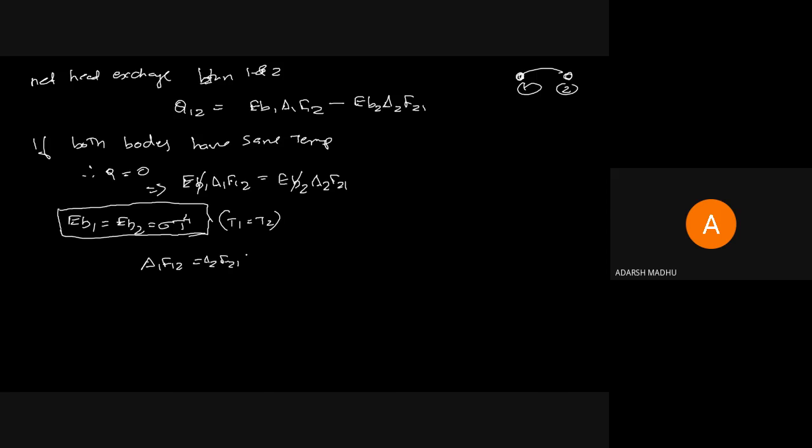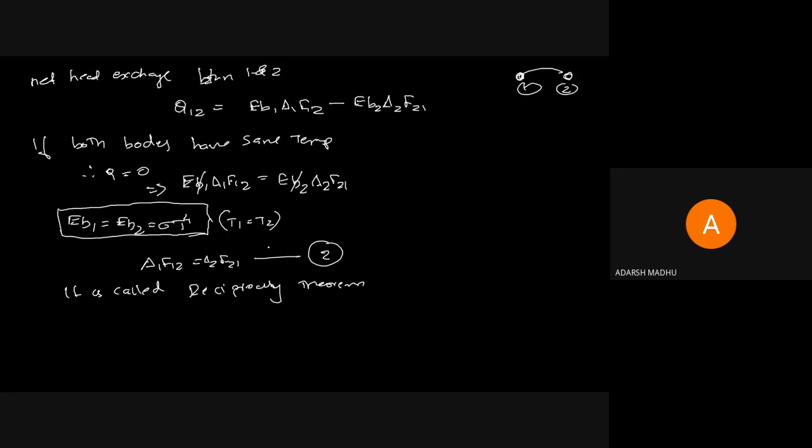EB1 equal to EB2. So we can write A1 F12 equal to A2 F21. This is a very important equation. We can denote this by 2. This is a very important equation, that is A1 F12 equal to A2 F21. This is called the reciprocity theorem. The above equation is called the reciprocity theorem. It means if both temperatures are the same, we can write A1 F12 equal to A2 F21. That is, A1 is the area of the first body, A2 is the area of the second body. F12 is the shape factor from 1 to 2, F21 is the shape factor from 2 to 1. Both are the same. Reciprocity theorem.